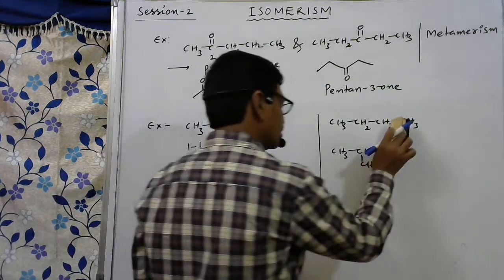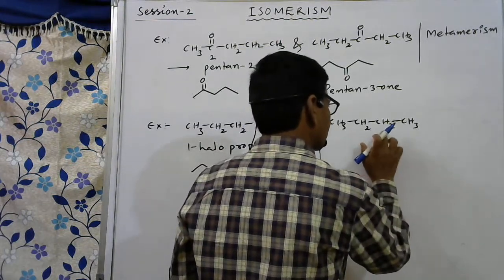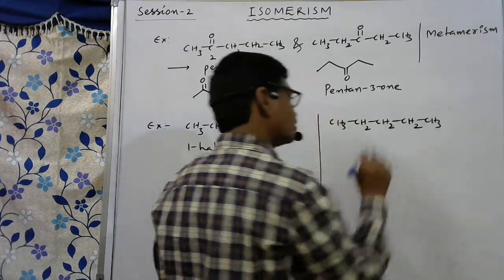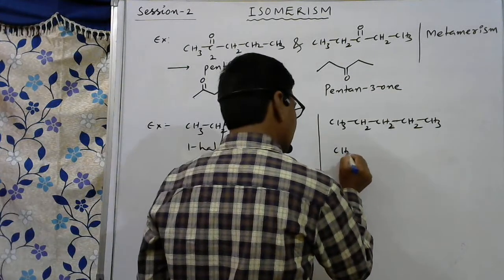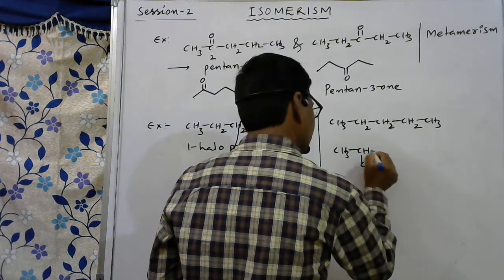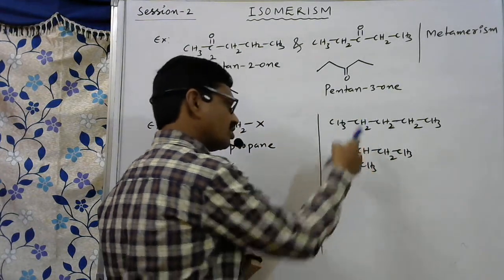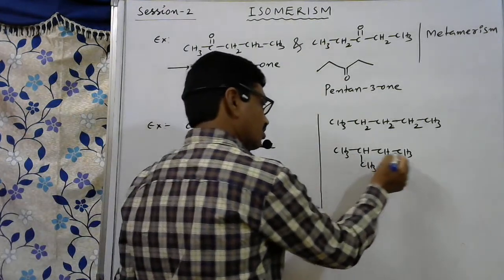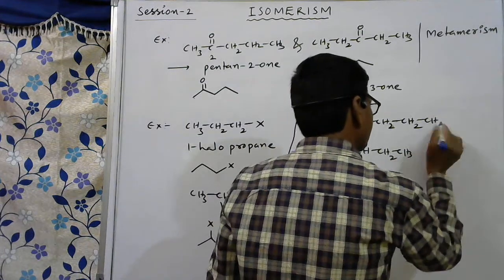So to get position isomers, how many carbons are required? CH3, CH2, CH2, CH3. Then here I am taking one more CH3. Even this will not show position isomerism. If you want to write like this, CH3, CH2, CH2, CH2, CH3, this much only. For both compounds we have the same molecular formula, but this is butane, this is pentane. So here I am extending one more carbon.